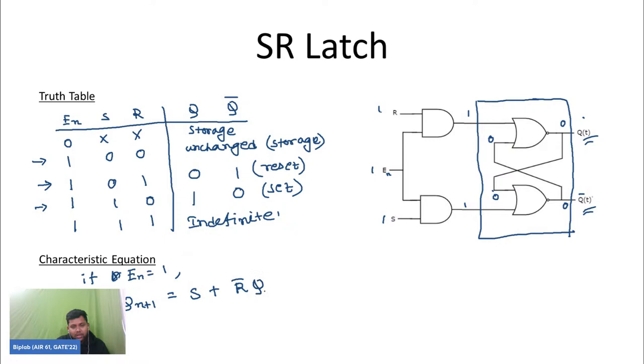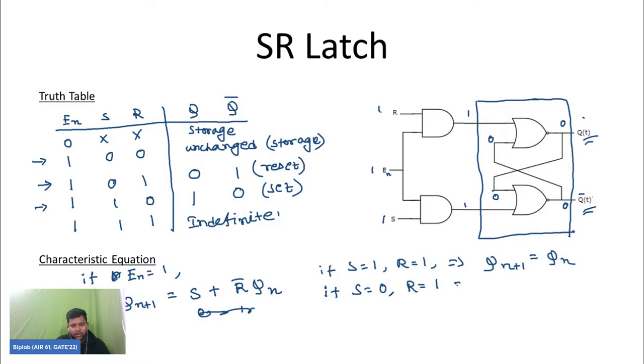So let us verify this one. When S and R both are 0, you put 0 here, you put R bar, that means 1 here. So let me write it. If S is equal to 0 and R is equal to 0, then Qn plus 1 is equal to Qn. When S is equal to 0, R is equal to 1, since R is 1, it will get complemented. So it will be 0 into Qn, so 0, and your output will remain 0. If S is equal to 1 and R equals 0, at that time Qn plus 1 is equal to 1. Fine, because S is 1, so whatever is added, the output will remain 1.